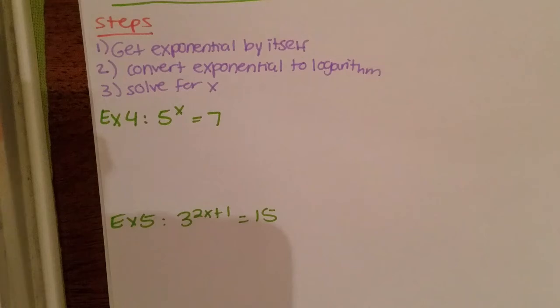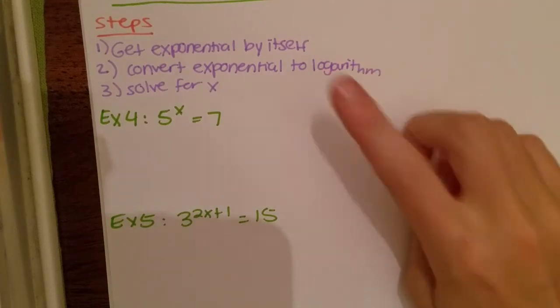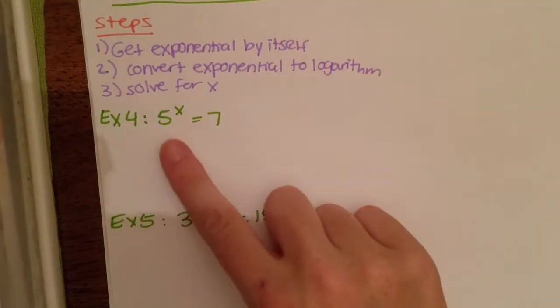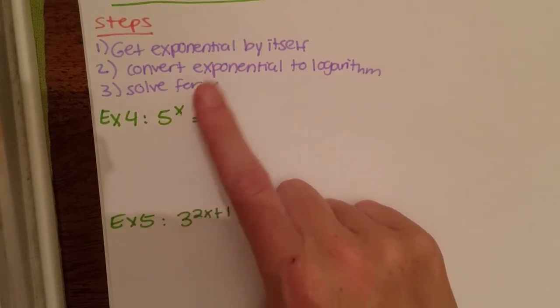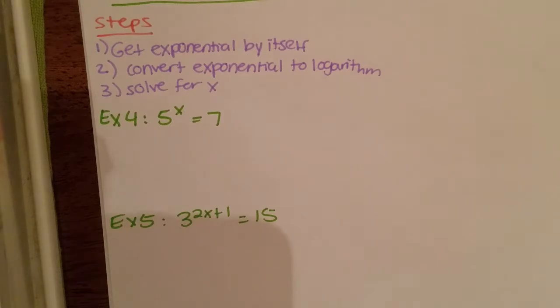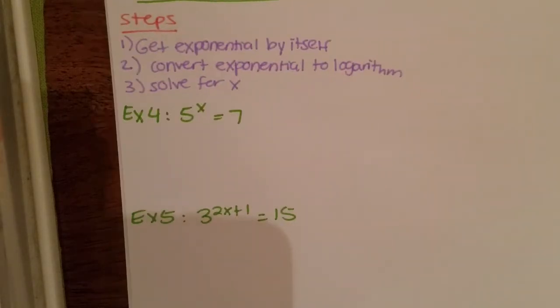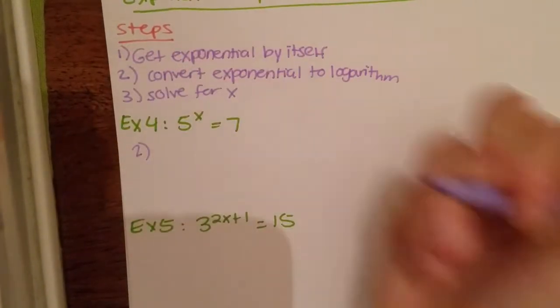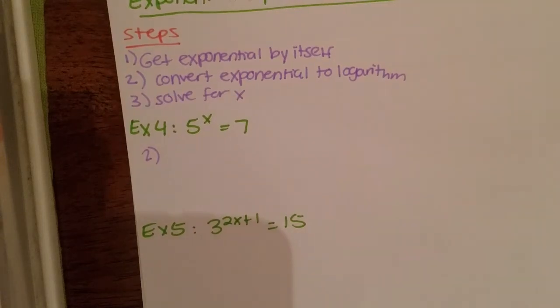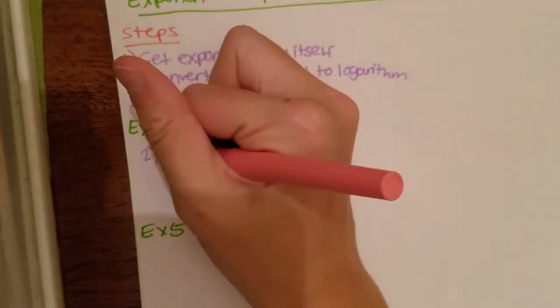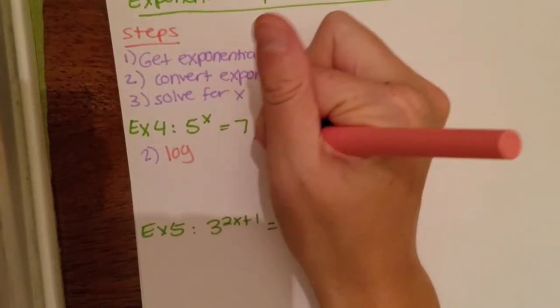So the first step is to get the exponential by itself, which we've already done. Check. It's already on one side by itself. Nothing is added or subtracted to it. The next thing is to convert that bad boy to a logarithm. So we'll be on step 2 this time. Convert it to a logarithm. So when we convert this into a logarithm, I'm going to set it up real quickly.